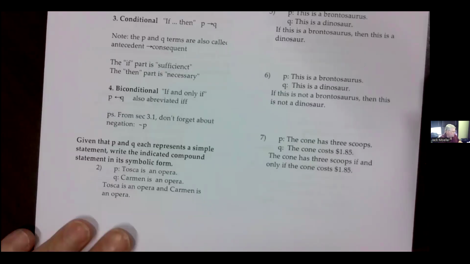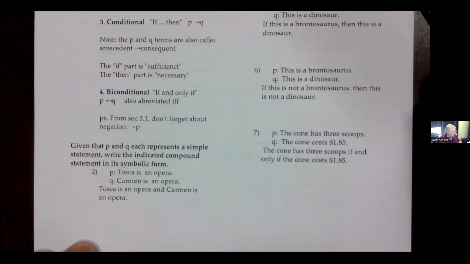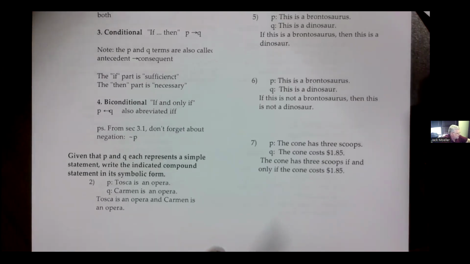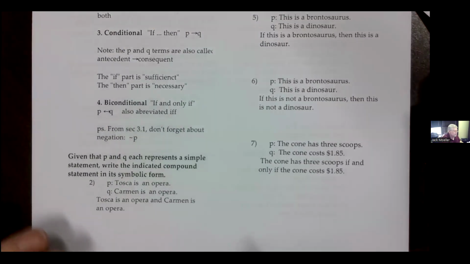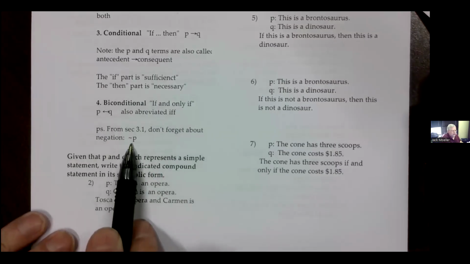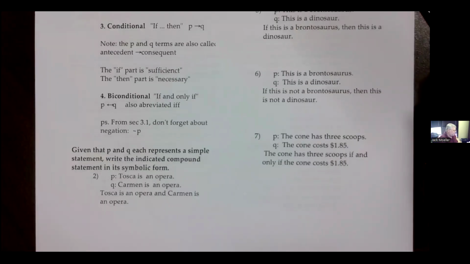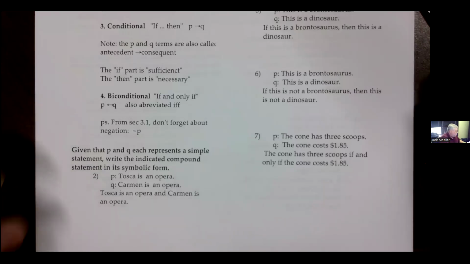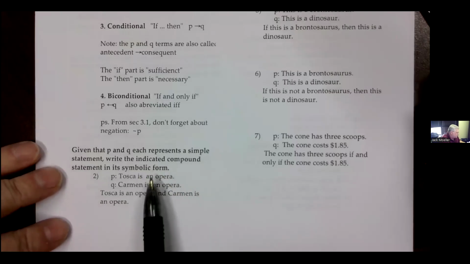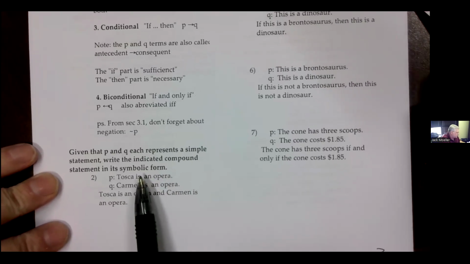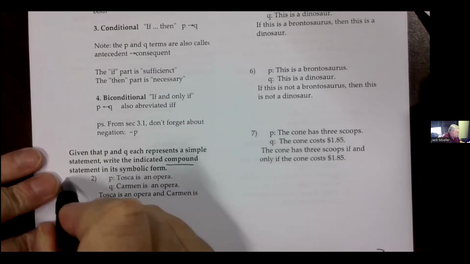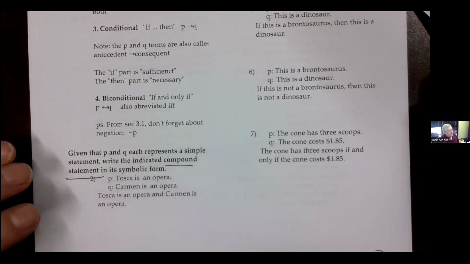What we're going to do now is translate English sentences into conditionals or connectives. Basically, we're going to write them in symbols. As we're doing this, don't forget about the negation of P, the tilde P. That's not a connective, but it is part of the translation. Let's work through these problems. Given that P and Q represent simple statements, write the indicated compound statement in its symbolic form. Anytime we're talking compound statements, that means we have a connective: and, or, if then, or if and only if.